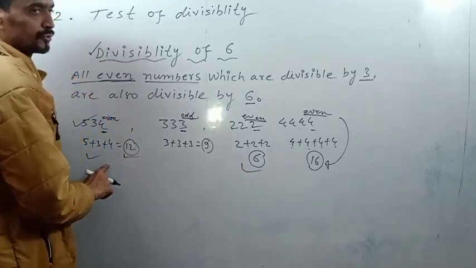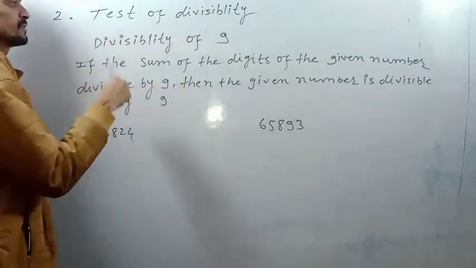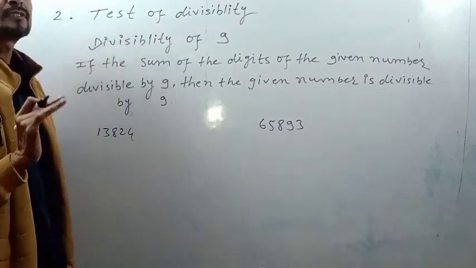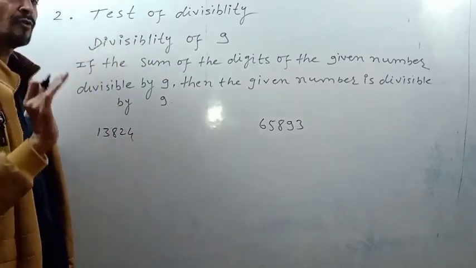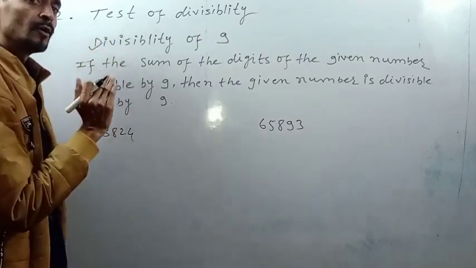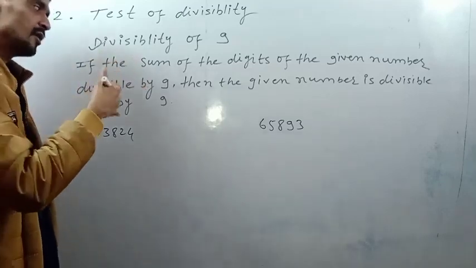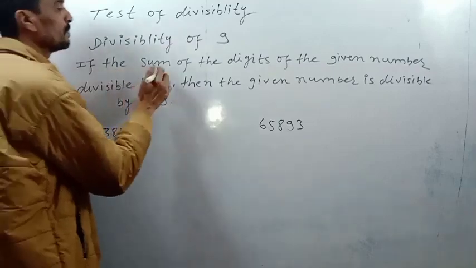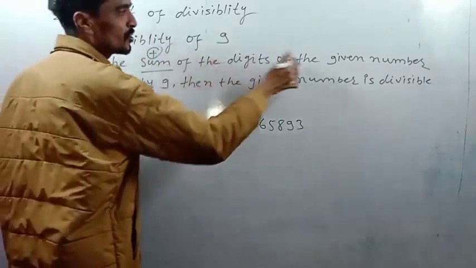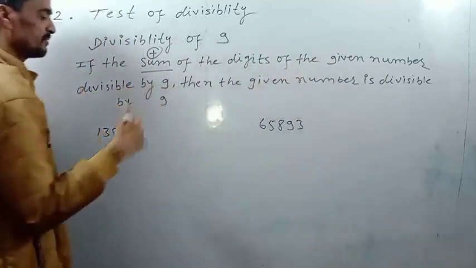I hope you understood. Test of divisibility, and now we are checking the test of divisibility of 9. It is just a little bit the same as the 3's divisibility. In 3's divisibility, what have we done? Sum of the digits of the given number. If it is divisible by 3, then the total number is divisible by 3. Here also, the same. If the sum, what does sum mean? Addition. If the sum of the digits of a given number is divisible by 9, then the given number is divisible by 9.